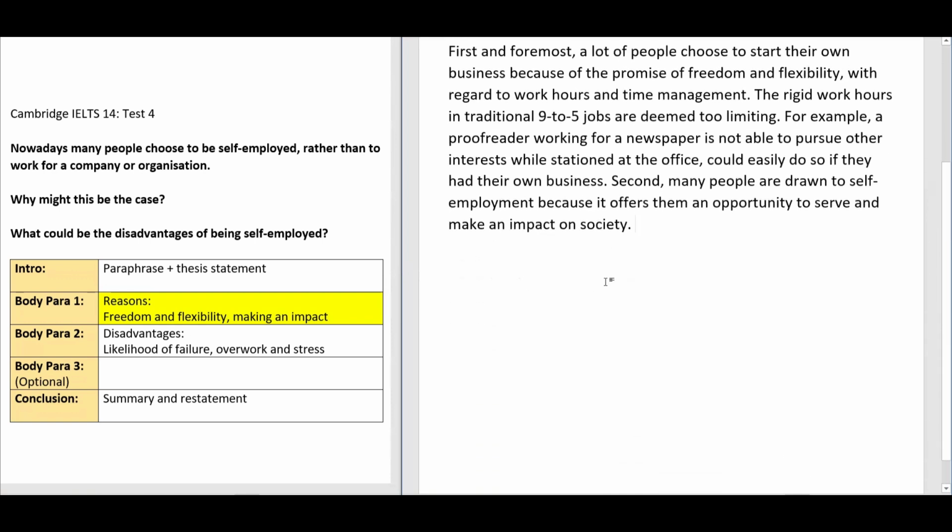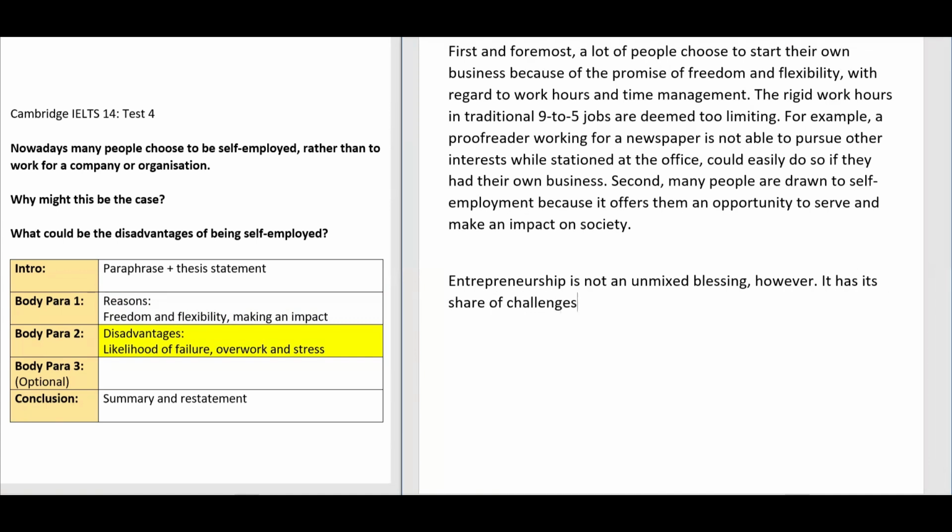Now we'll graduate to the second body paragraph. Entrepreneurship is not an unmixed blessing. However, so we're making an opposite point here. Not everything about entrepreneurship is all fun and games. There are some challenges, some downsides. It has its share of challenges. Notice that we are not using the exact word mentioned in the prompt itself, which is disadvantages. We're using a different word, challenges.